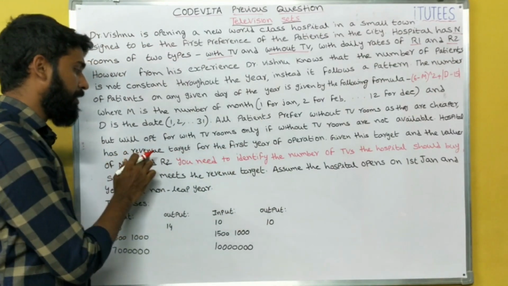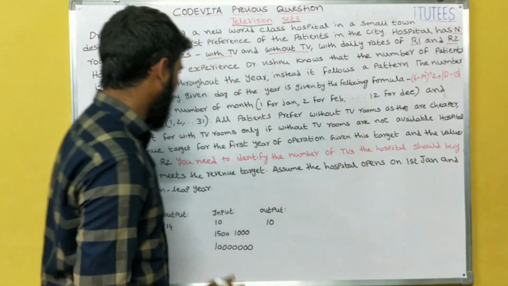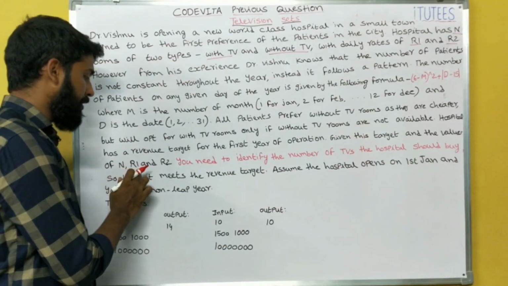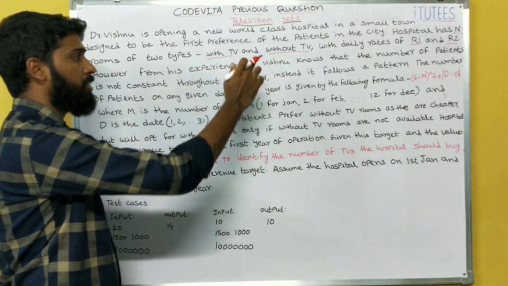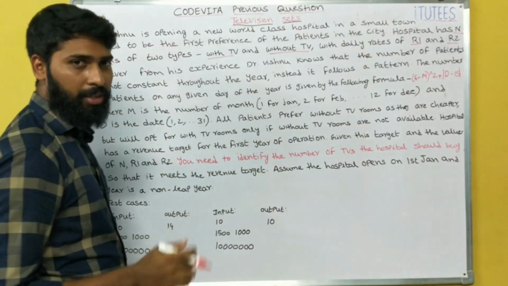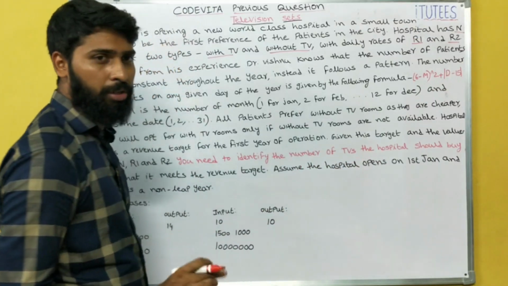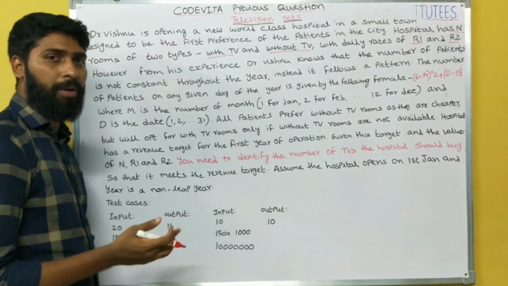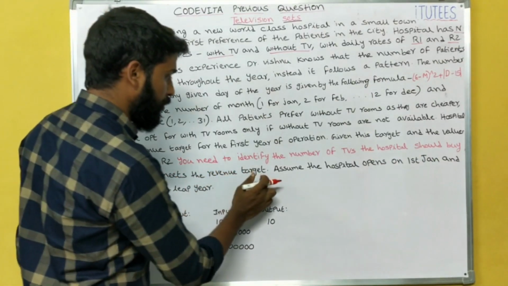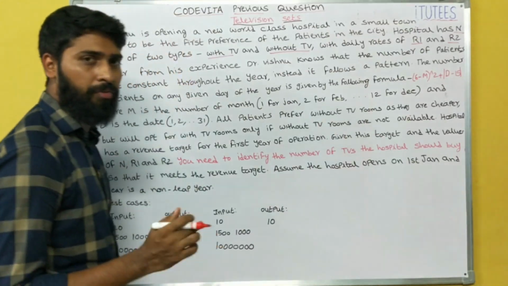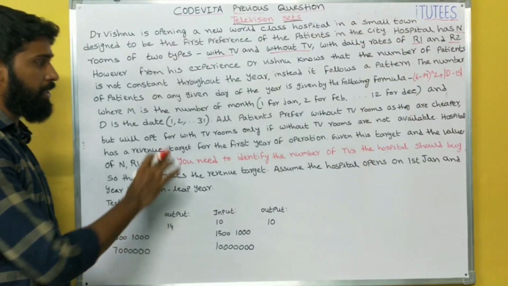The hospital has a revenue target for the first year of operation. Given this target and the values of n, R1 and R2, where R1 is the cost of a with TV room and R2 is the cost of a without TV room, our task is to identify the number of TVs the hospital should buy, so that it meets the revenue target. Assume the hospital opens on 1st Jan and the year is a non-leap year.